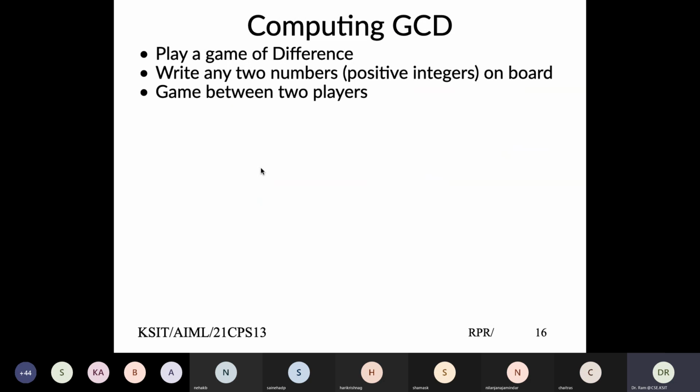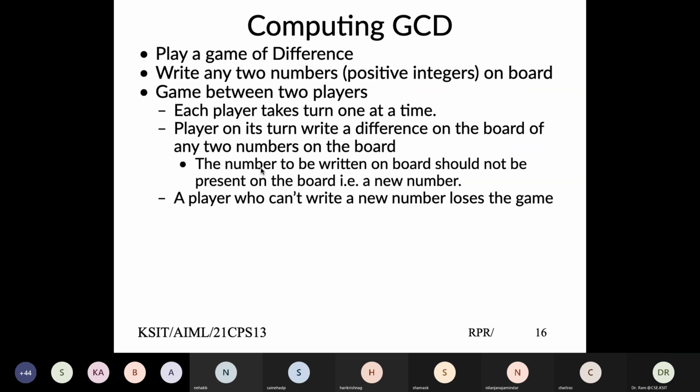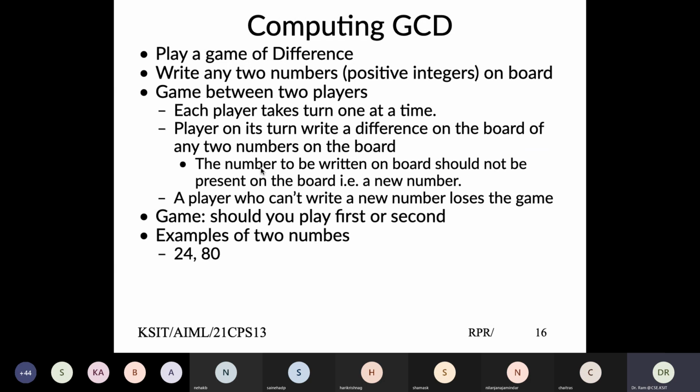So let's look at the case of 24 and 80. The greatest common divisor is 8. The largest number is 80, so 80 divided by 8 is 10, which is an even number. Second player wins. 30 and 80: GCD is 10. 80 by 10 is 8. Again an even number, so the second player would win.